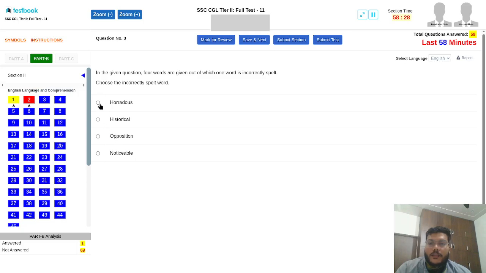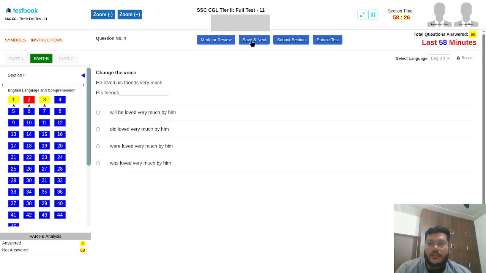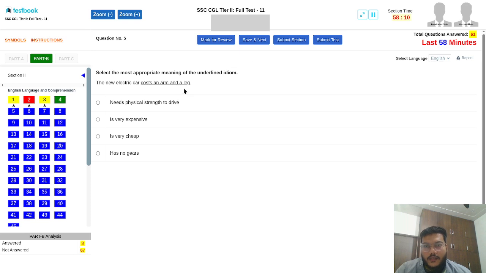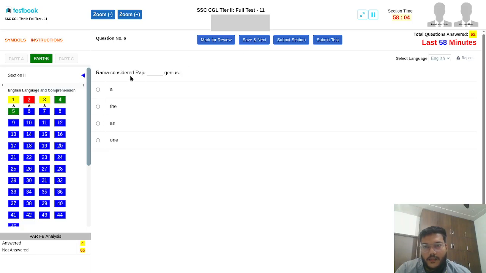भी ठीक है। He loves his friends very much, he loved his friends. Were loved very much by him। Cost an arm and a leg: very expensive. The new electric car is very expensive. Rama considered Raju a genius.